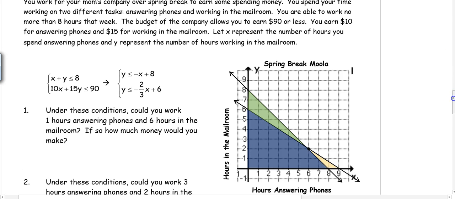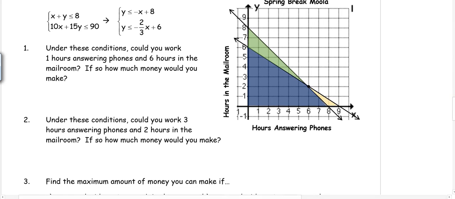Remember again, the darkest area is the points that will work in both equations, which they've given to you over here. The first equation that we have is hours, and the second equation is money. Our feasible region is this dark navy section. So the points have to be in that in order to work under the conditions. Under these conditions, could you work for 1 hour answering phones and 6 hours in the mailroom? That is not in the feasible region, so we're not even going to figure out how much money you could make. We would just say, no, you could not.